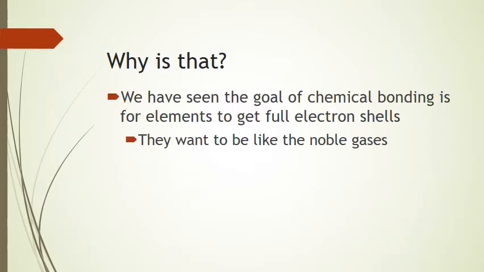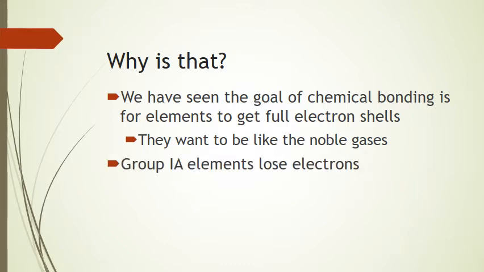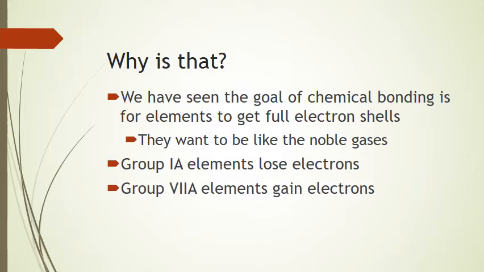So why is that? We've seen that the goal of chemical bonding is for elements to get full electron shells. They want to be like noble gases. Group 1A elements want to lose electrons. That's the shortest path. Group 7A elements gain electrons. Let's look at a periodic table.